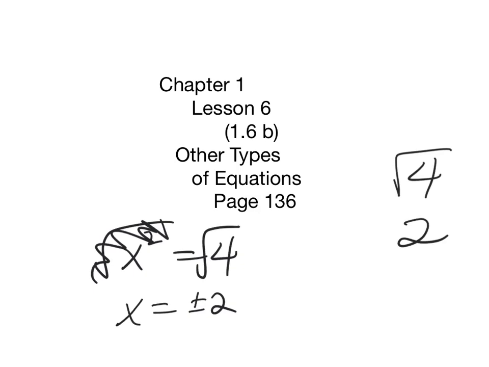So know the difference. When you're just simplifying a radical, you're just going to get the positive answer. But when you're solving for an x squared, you're going to get both plus and minus. So know the difference.